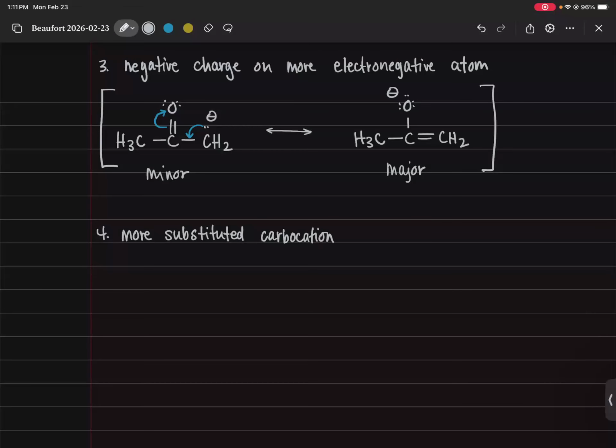Those three rules will take care of most examples. But if you don't have any heteroatoms in your molecule, and you're just dealing with resonance structures between different carbocations, you want that carbocation in the major contributor to be more substituted.